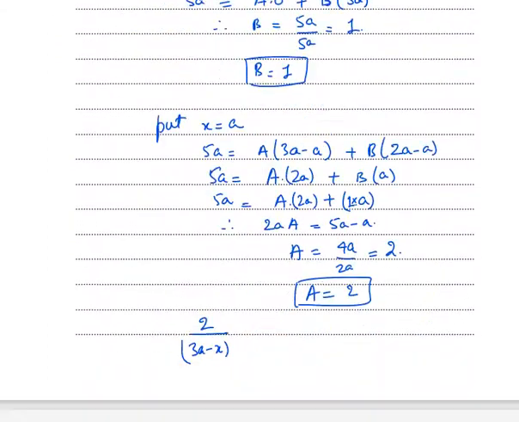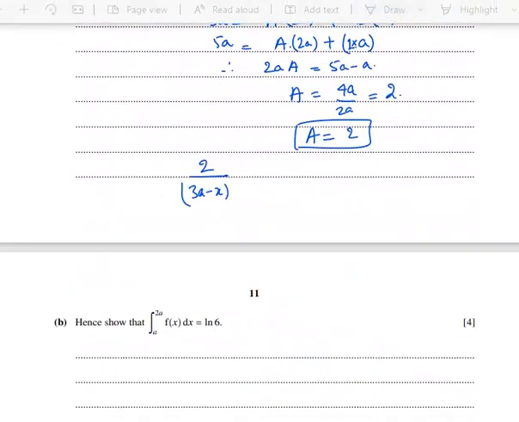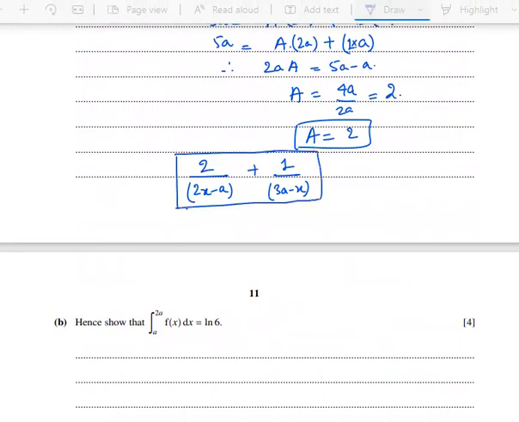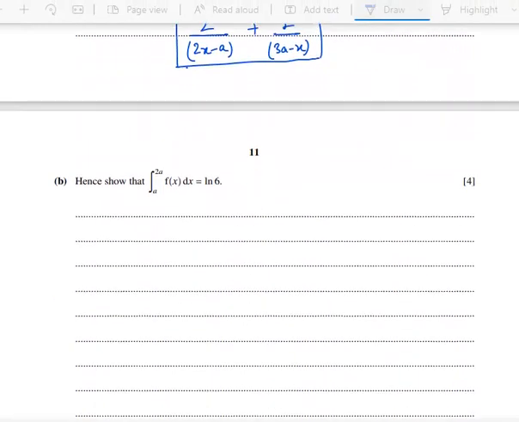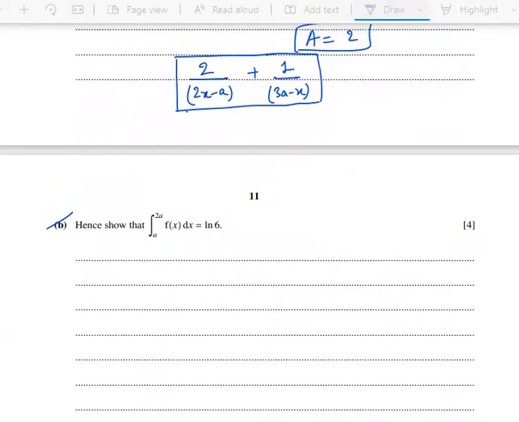Okay, 2x minus a, plus b is 1 divided by 3a minus x. So this is the partial fraction. That's your answer. Moving on to part B, it says, hence show that the integration from a to 2a of f of x dx is equal to ln 6. So we got f of x. This is our f of x.